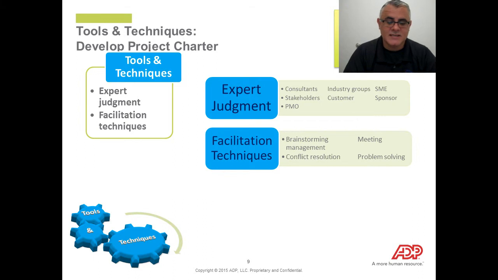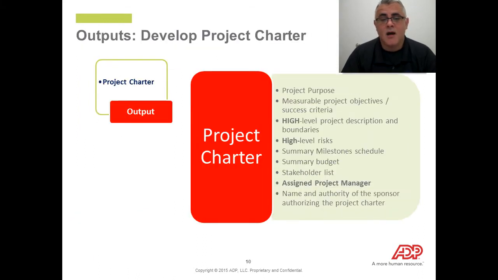Let's jump down to slide 10 and let's look at the output. Obviously, what we're trying to accomplish is to develop the project charter. So our output for this process is going to be the project charter. A couple of things that we need to remember about the project charter is it officially sanctions our project to begin. It's going to outline the authorization for us to use resources to complete this project. It's going to be very high level and tell us what we're trying to accomplish. It's going to have a high level budget and some constraints, and some assumptions will be in there about the project.